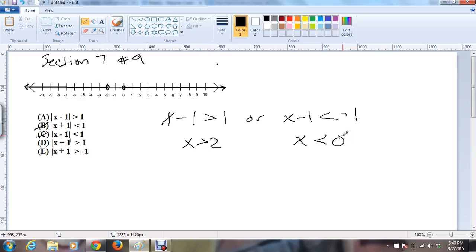And so is that what we have? No. We have x less than negative 2, x greater than 0 in our graph, so that's not it. So it's not A. It's pretty close to that.